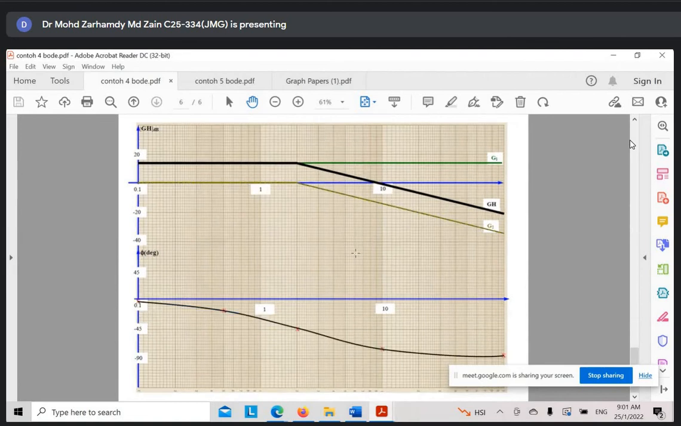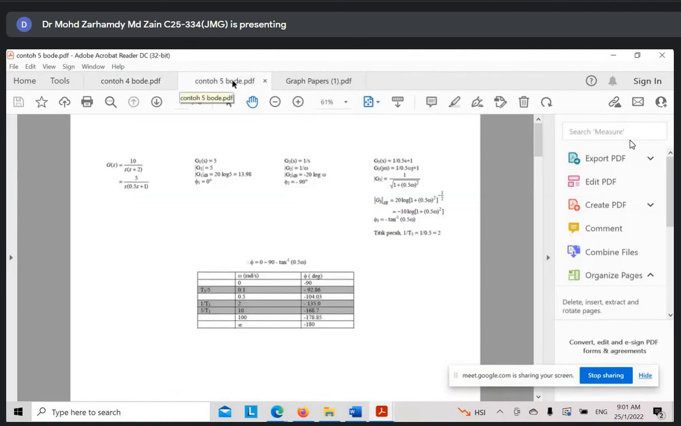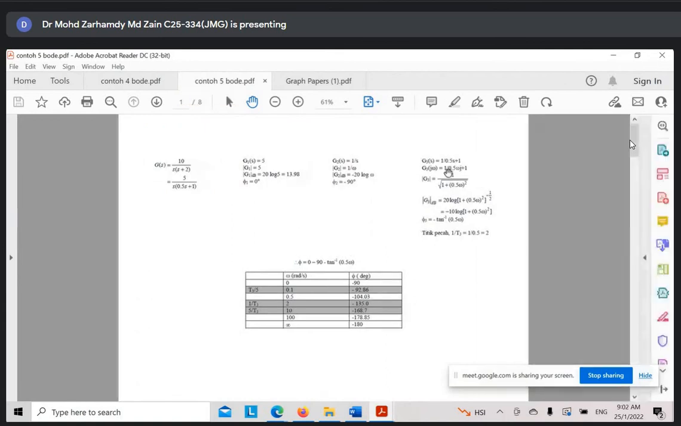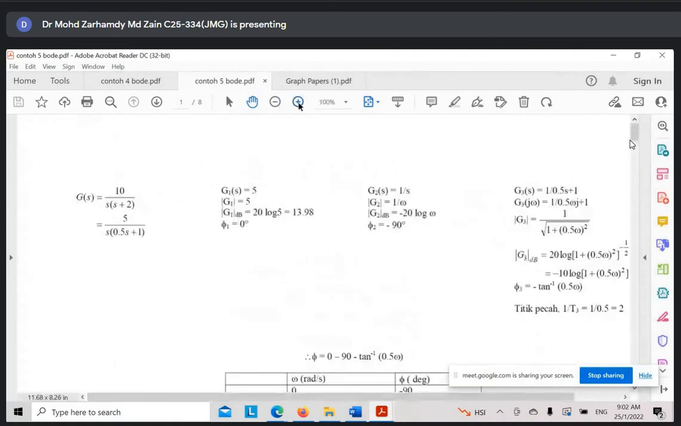Okay, so we are done with this. Let's look at an example, one more. We have another example. Okay, if we look here, wait a moment. This is the second example. You can see here we have 10, 1 over S plus 2. So from here, we can definitely suggest 3 systems. One system is represented as gain, one system is represented as 1 over S, and one subsystem is represented as 1 plus 0.5S over 1.